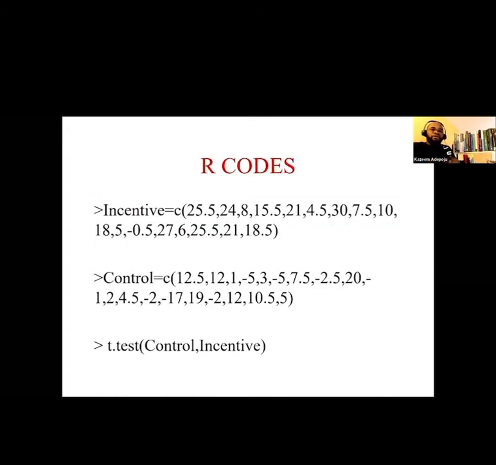Now, I provided R code here in this course. You're going to be making use of the R software. This is how to input data manually into R. For incentives, I put the weight loss here. For the control, I put the weight loss here. Of course, I have two populations. When you have two populations and you are looking at the difference between two groups, what are you going to do? Of course, you're going to do a t-test.